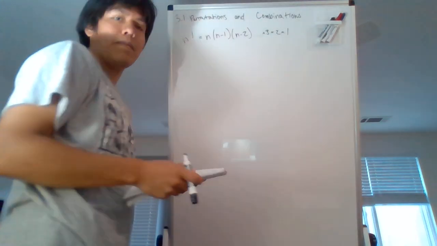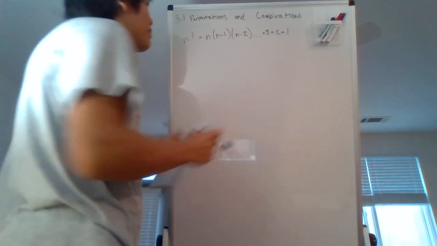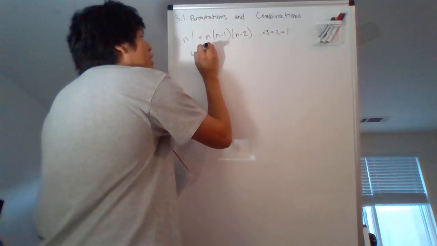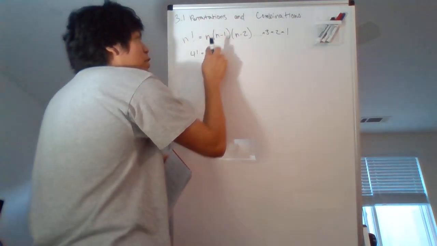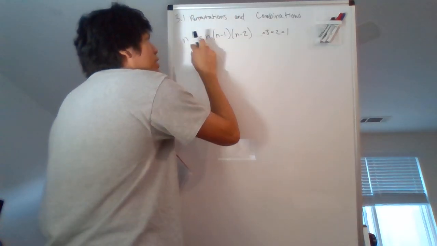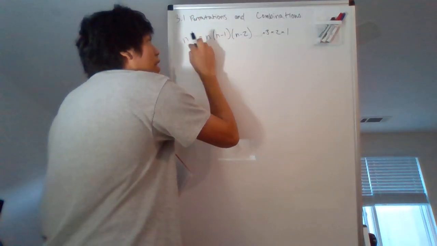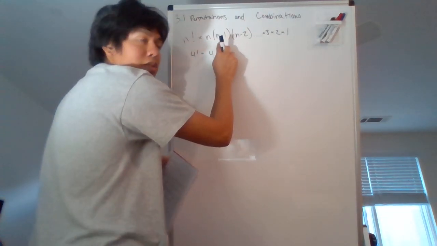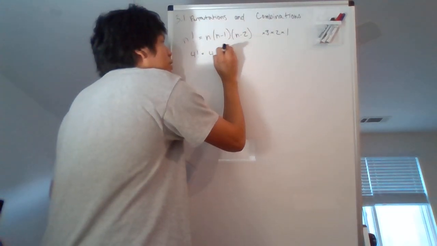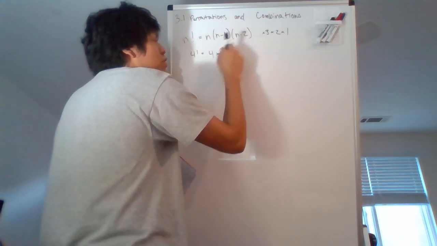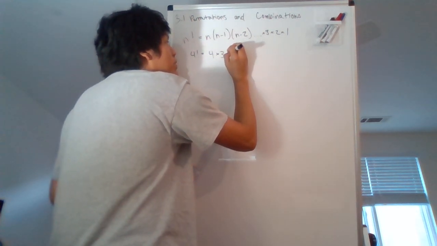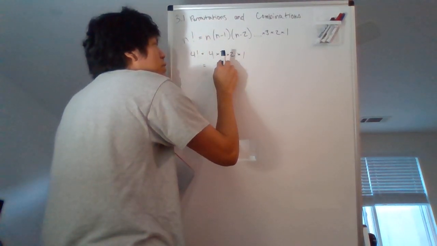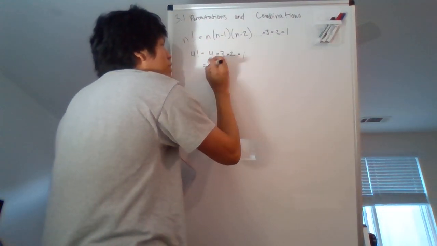Okay, so I'll use an actual number as an example. Let's look at 4 factorial. If we write 4 factorial out the way it's written here, the first thing we would write is the n, which is 4. 4 times n minus 1, so 4 minus 1 is 3, times 3, times n minus 2, 4 minus 2 is 2, times 1. And this is equal to 4 times 3 is 12, 12 times 2 is 24, 24 times 1 is 24.